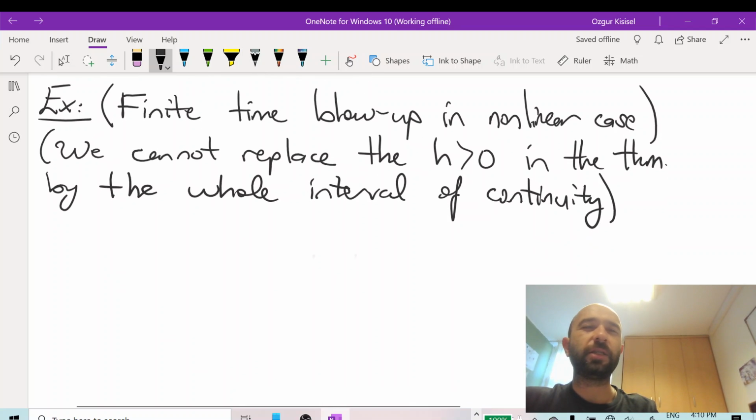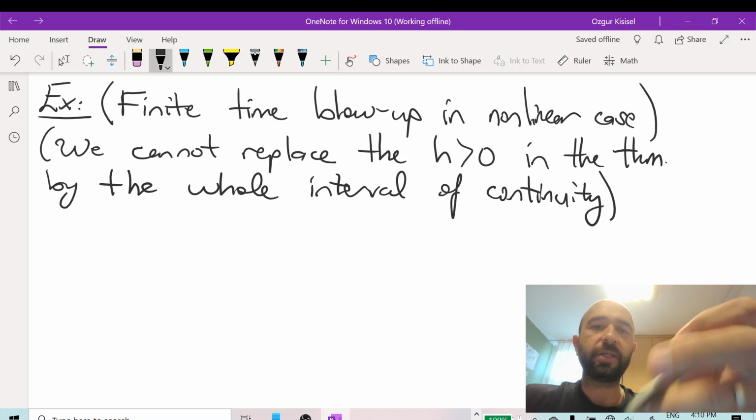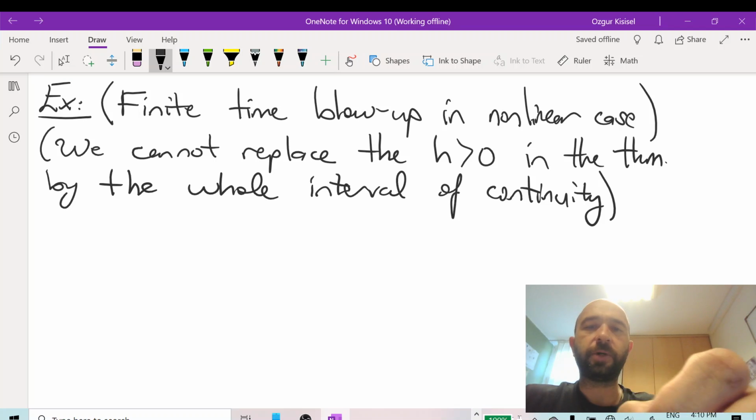I mean, in the nonlinear case, you had this strange h appearing. In the linear case, you didn't. So you might say, okay, do you really need this h part in the theorem? Maybe it's superfluous. But this example will show that you cannot remove it, okay? It has to be there.